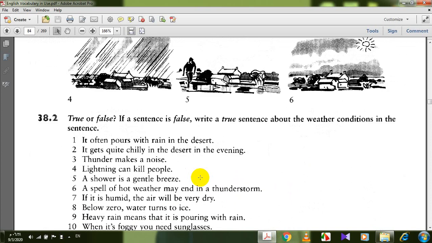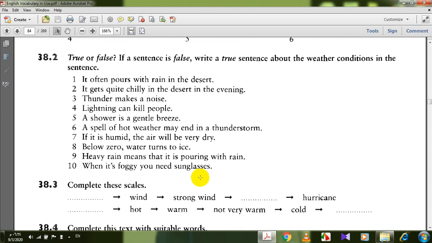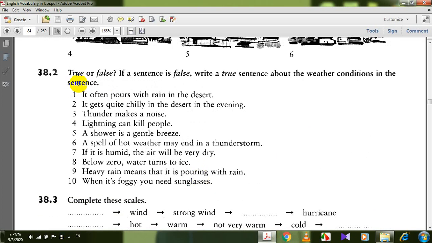You can do the exercises on the next page alone, like for example, true or false. If a sentence is false, write a true sentence about the weather conditions in the sentence. So you do these sentences on your own, but I'd like to read them.